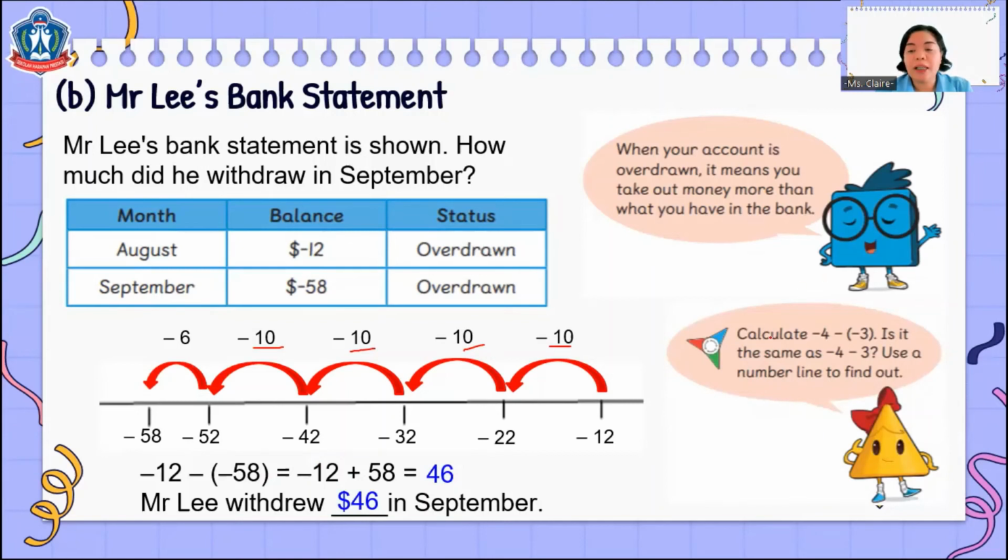So we calculate negative 4 minus negative 3. Is it the same as negative 4 minus 3? Use a number line to find it out.